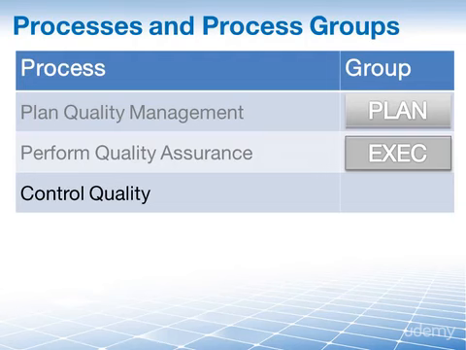Once again, let's find out where in the process groups our processes fall here. We have 3 processes: plan quality management, obviously a planning process group, the name gives it away. Perform quality assurance, that goes into the executing process group, a little bit more difficult to know. And then, dare I even ask, control quality, where do you think this one falls? Yes, it's obvious. Control quality is, of course, a monitoring and controlling process.